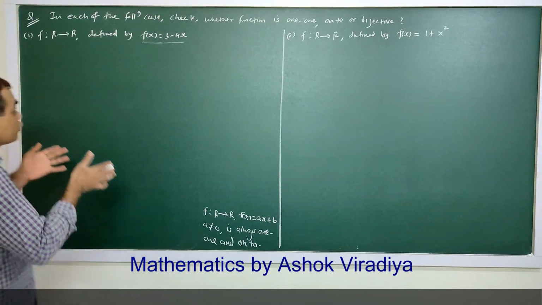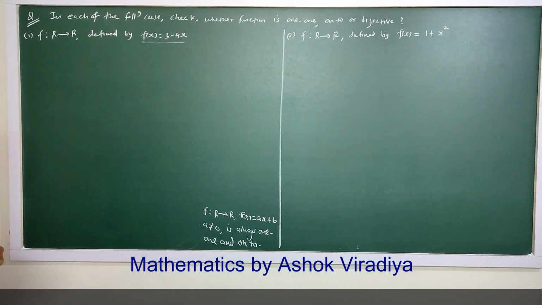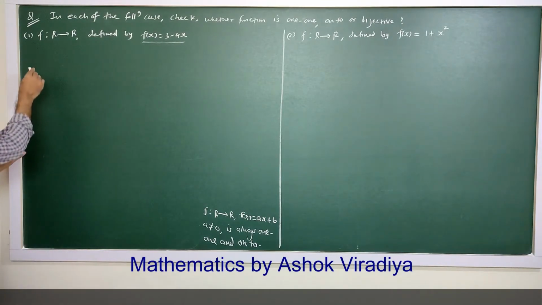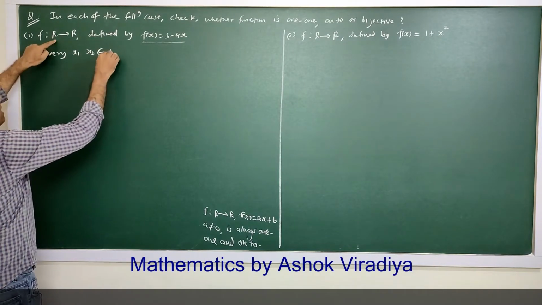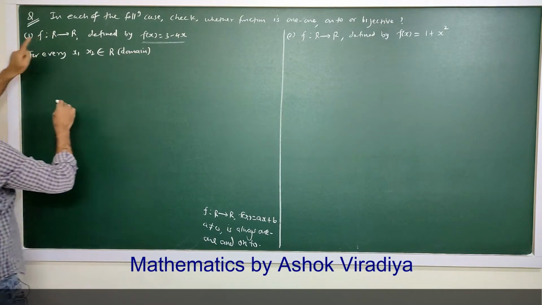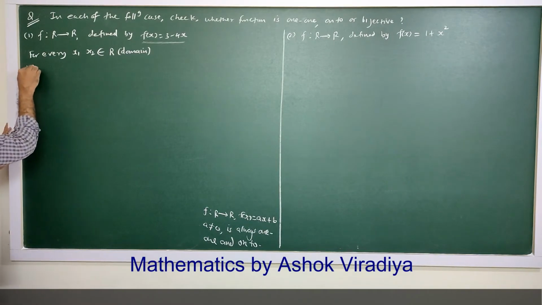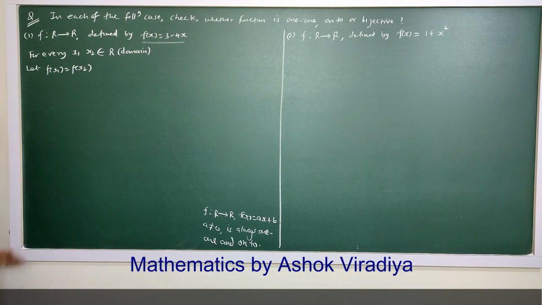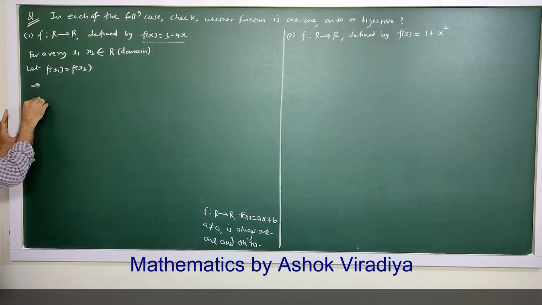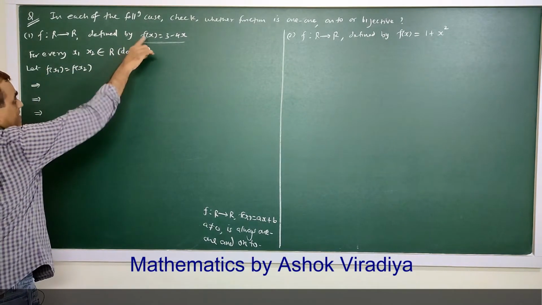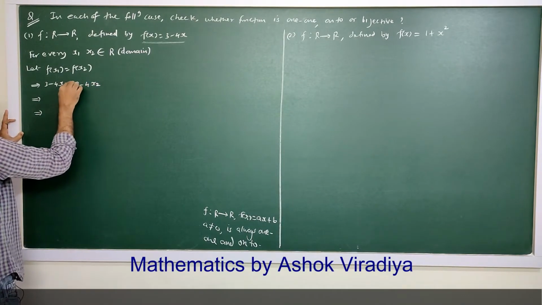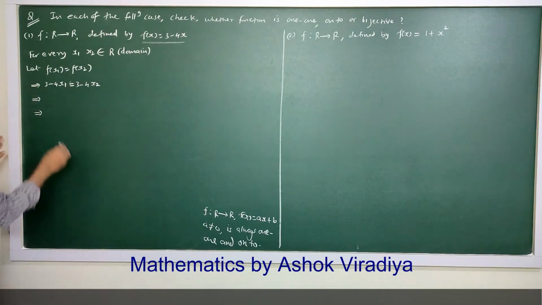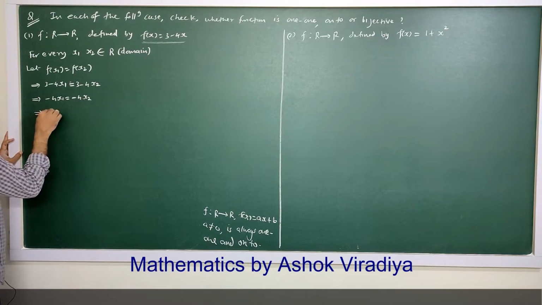Now in the subjective part, how to write the steps to show that it is 1-1, and onto. For 1-1ness, for every x1, x2 belonging to the domain, suppose that f(x1) = f(x2), and we are going to show x1 = x2. f(x1) is 3 - 4x1. f(x2) is 3 - 4x2. So -4x1 = -4x2. So x1 = x2.